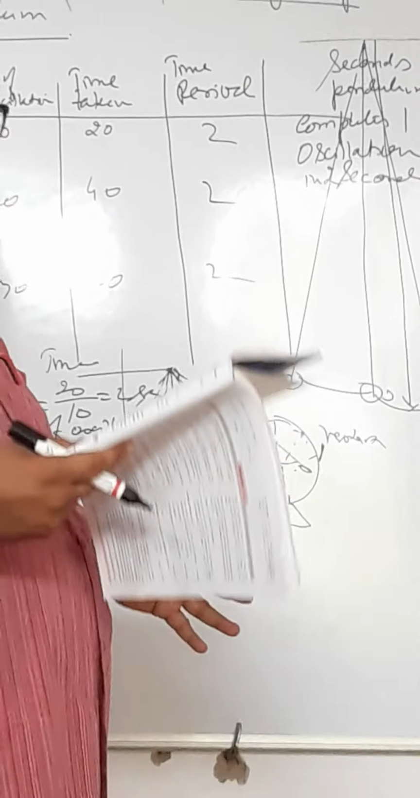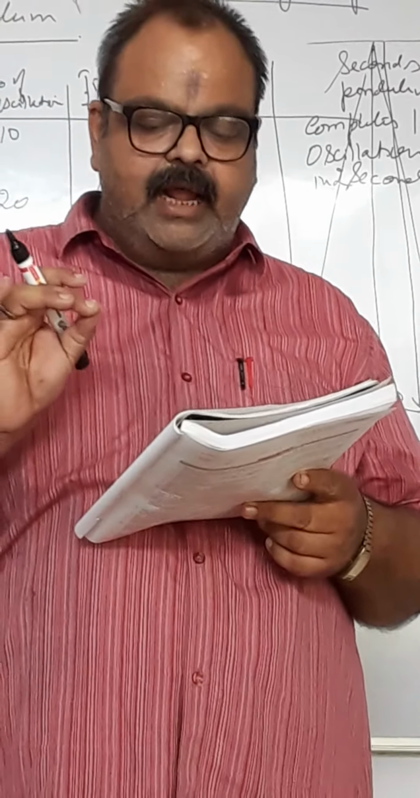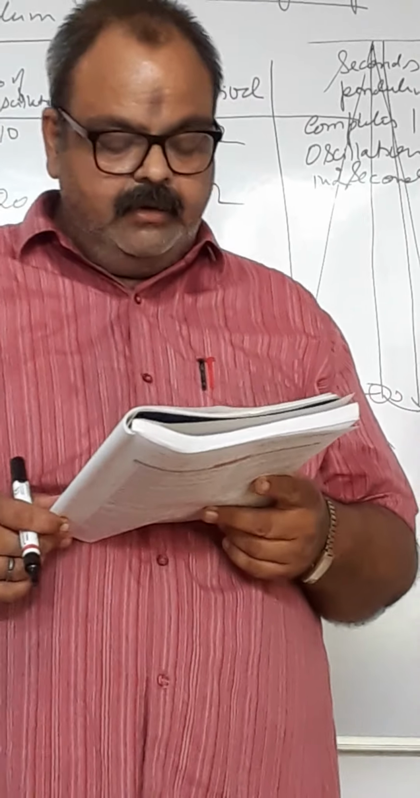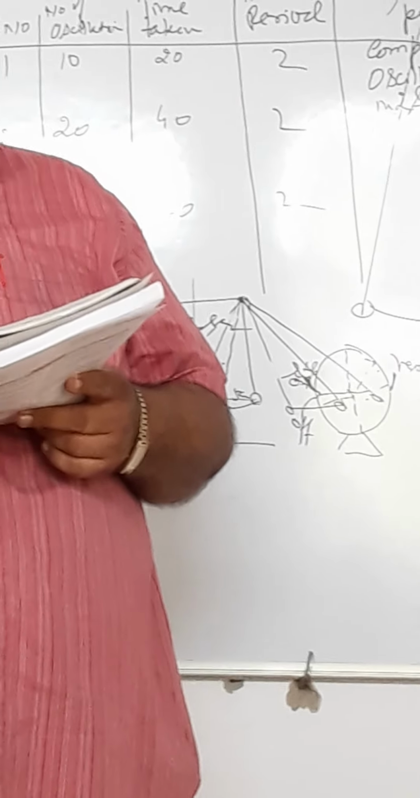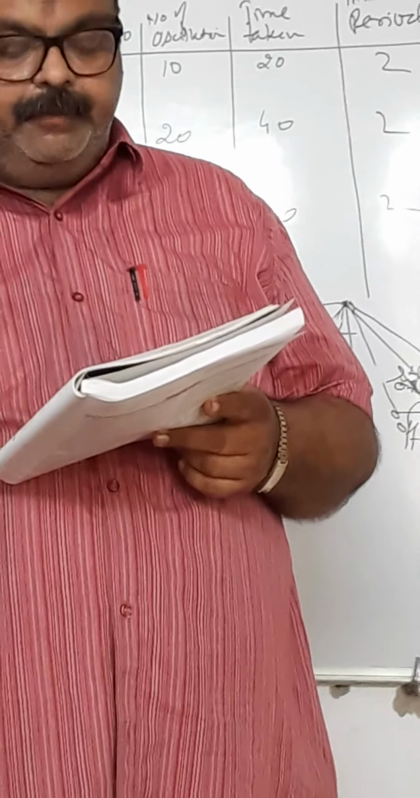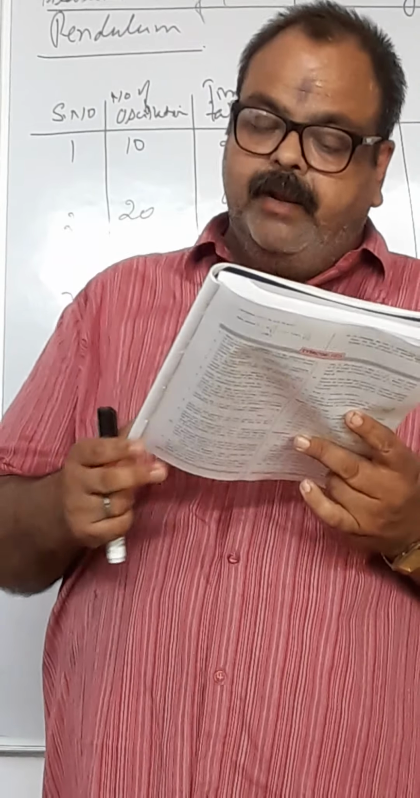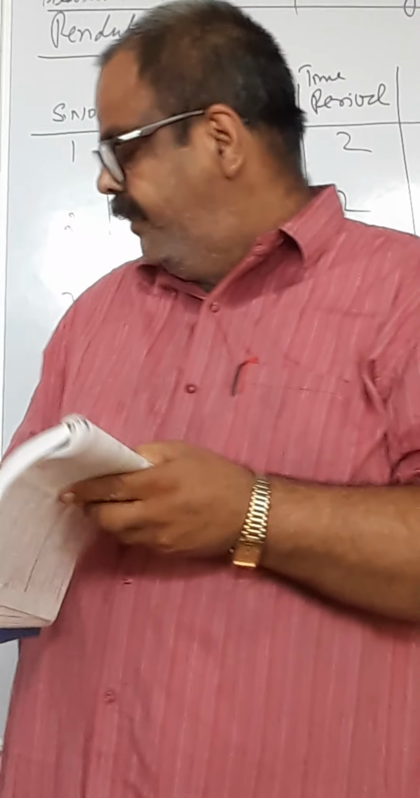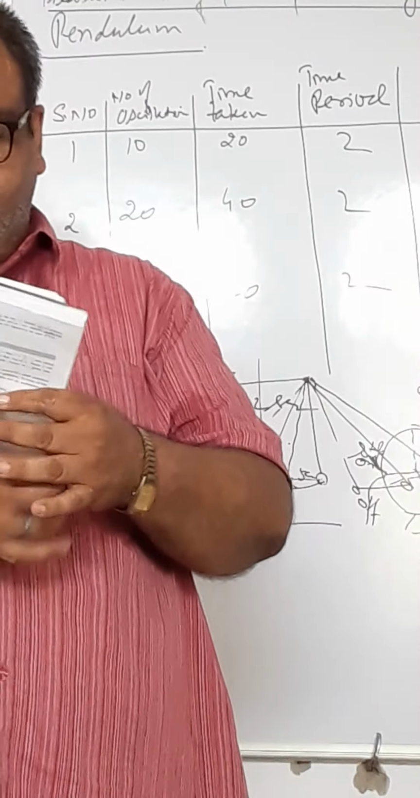Understood? Now, students, till here you go through each and every line of the text. And homework is: try all solved problems, especially the numericals. There are 4 numericals given in the book. This is homework for you.